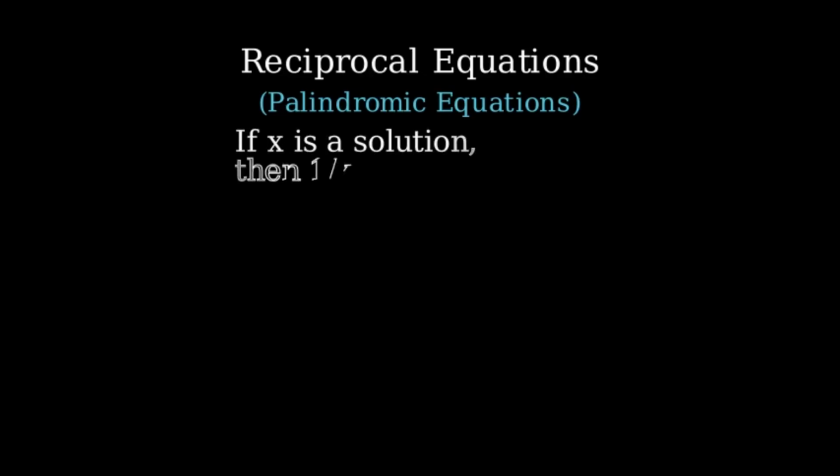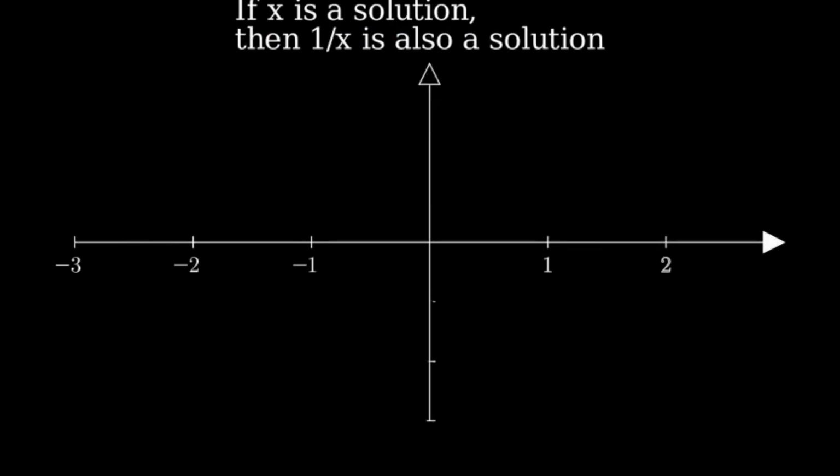Welcome! Today we'll learn about reciprocal equations, also known as palindromic equations. A reciprocal equation is a special type of polynomial equation that has an interesting property. If x is a solution to the equation, then 1 over x is also a solution.